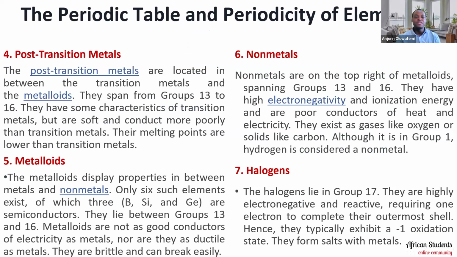They span from group 13 to 16. They have some characteristics of transition metals, but are soft and conduct more poorly than transition metals. Their melting points are lower than transition metals.